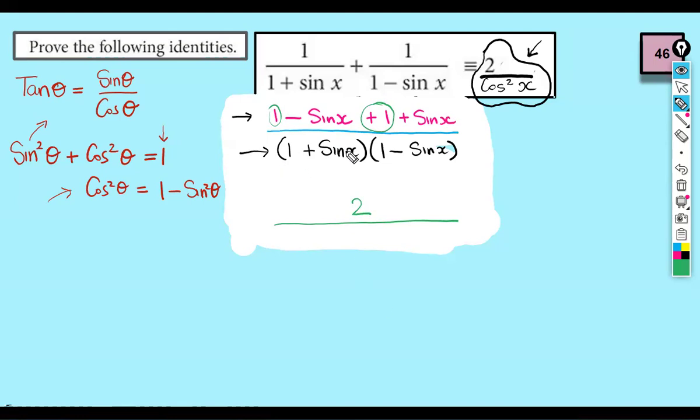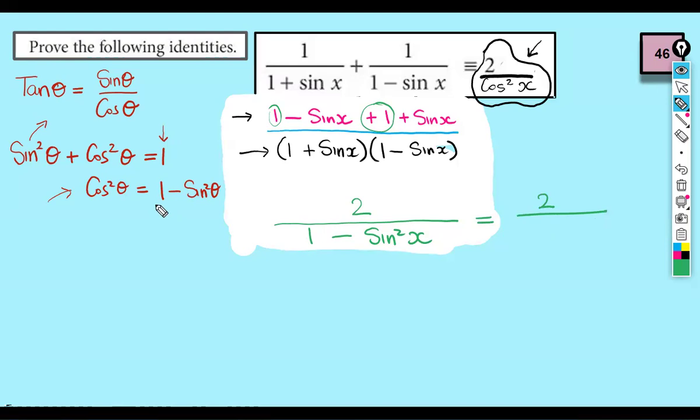The underneath now, if you take your time and multiply out the underneath, you will get 1 minus sine squared x. You all notice this here is the difference between two squares, right? It's the same format, right? So you end up with 1 minus sine squared. And the question is basically finished here.